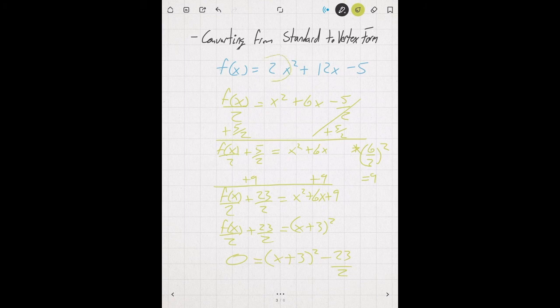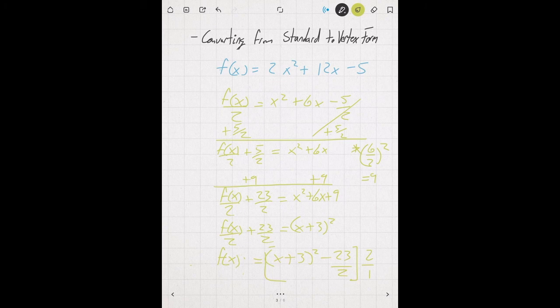what did we do to start with? We had a leading coefficient of 2. We had divided that on both sides. So we should end up with another leading coefficient of 2 here. We should remultiply that back in. So let's go ahead and see what happens when I multiply both sides by 2. Well, this side, 2 times f of x over 2, will just be f of x.